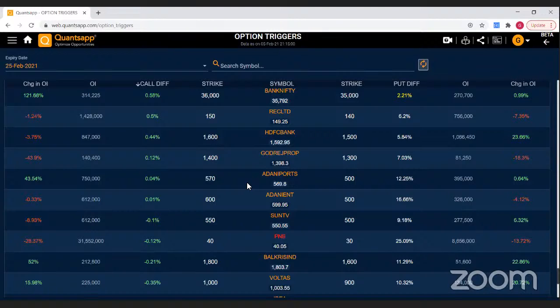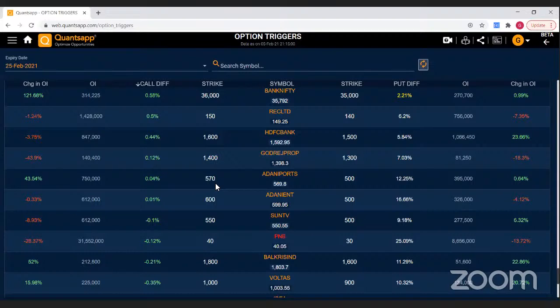The future price is almost at the level of the 570 strike. Now I want to see what the call writers are doing here, because the future is trading at the highest call. I want to see whether the call writers are getting jittery or whether they are showing confidence at this level.